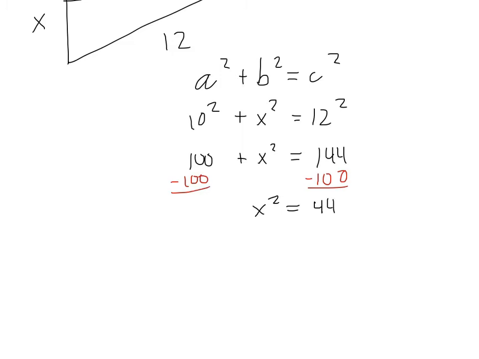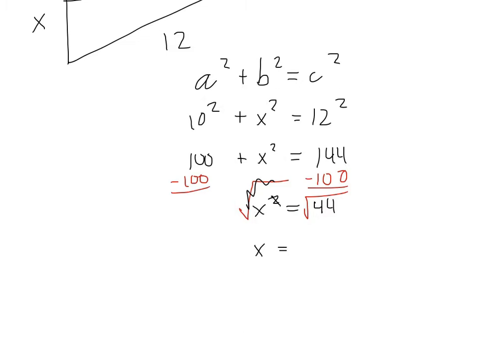So what's the next step? Well, you have a squared here. You've got to get rid of that squared. How do you do that? Radical sign, or square root sign, right? The square root of a squared term, the square roots cancel, so you're left with x. And that equals the square root of 44.